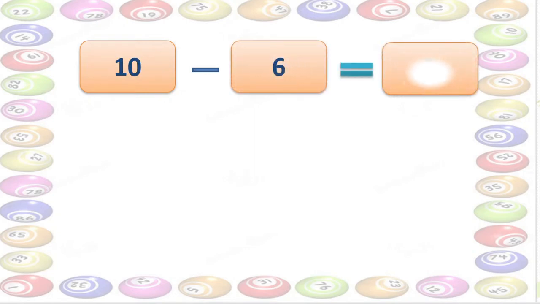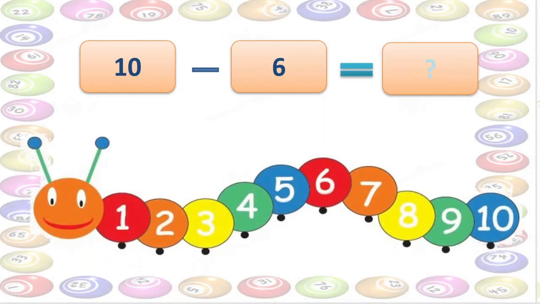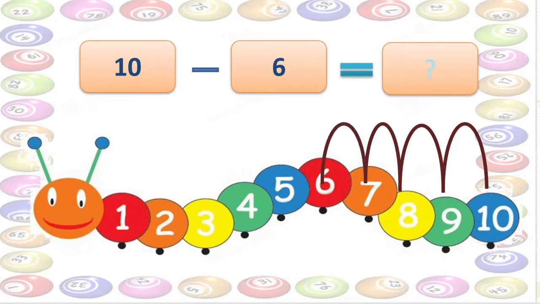Okay. Now here 10 minus 6 is equal to how much? See dear children, we will count backward 6 numbers. 1 number, 2 number, 3, 4, 5, 6. Right? What we got? We reached number 4. So 4 is our answer. Here we have used so many examples. So I hope you understood this properly.